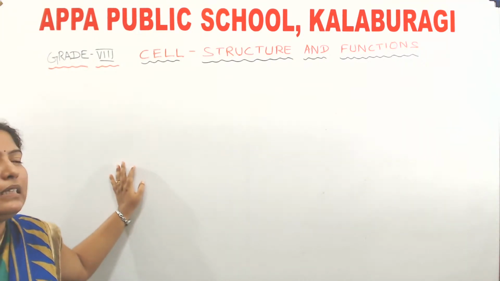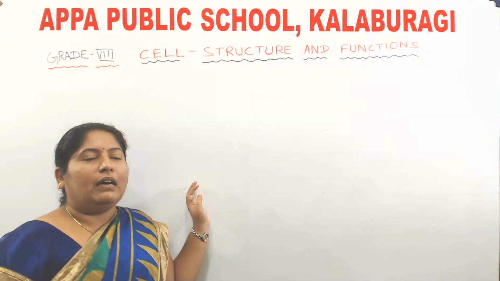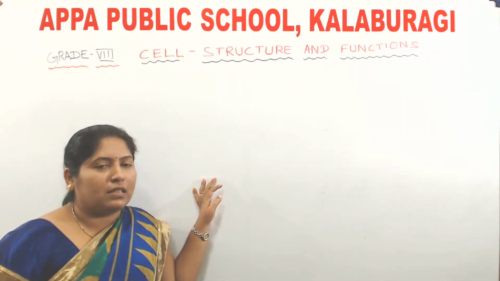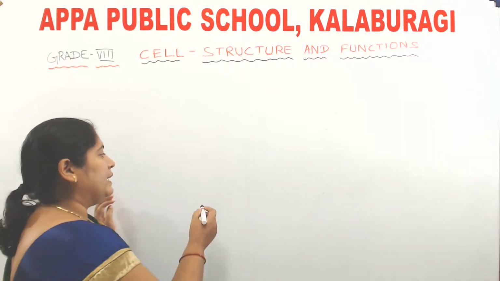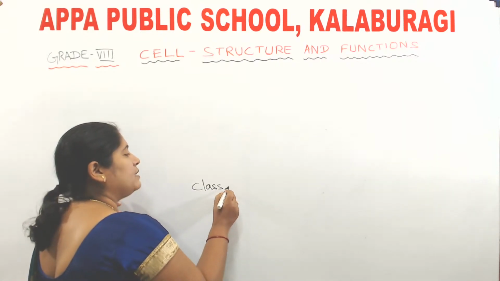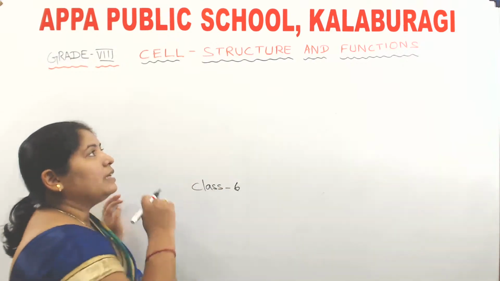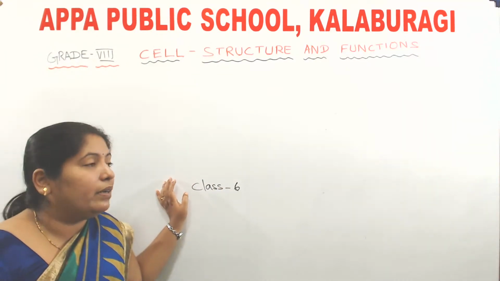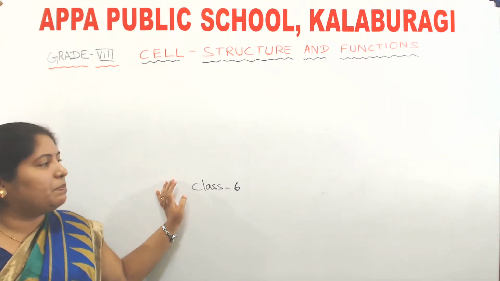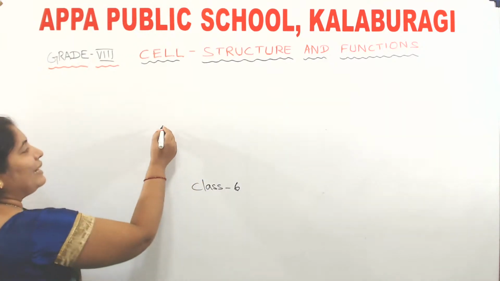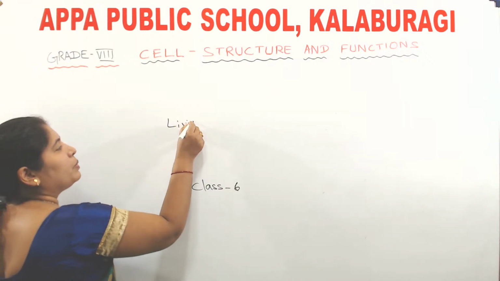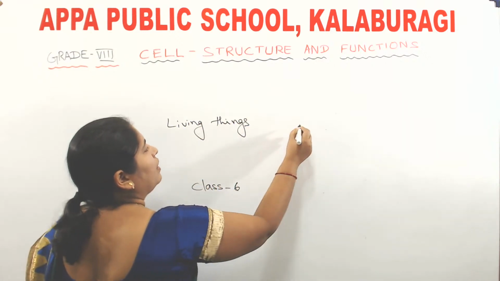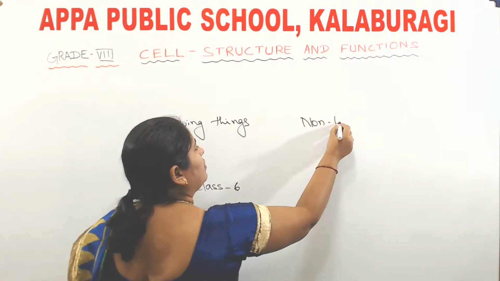Right? So before starting this cell lesson, you should know some introduction, a basic part of the cell, which you actually heard about in your previous classes, right? Starting from class 6, you have studied especially the characteristics of living and non-living things. Do you remember, students? Living things and non-living things.